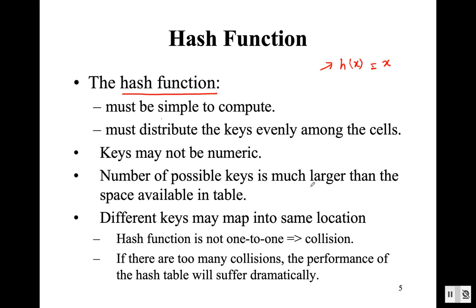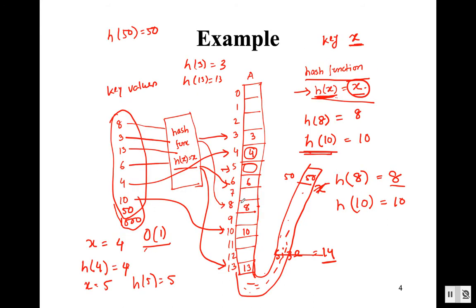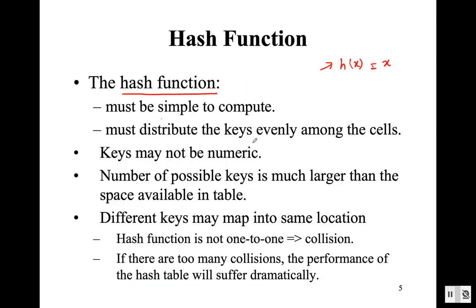The number of possible keys is much larger than the space available in the table. If we have a fixed-size table, for example a hash table of size 10, the number of keys could be much higher than that. We have to take care of that. Different keys may map to the same location, and in that case it is going to create a collision.